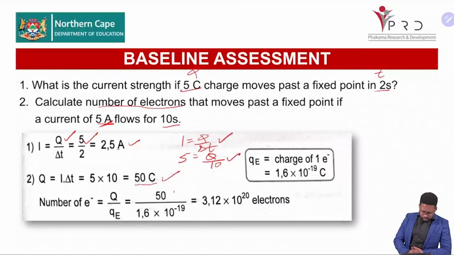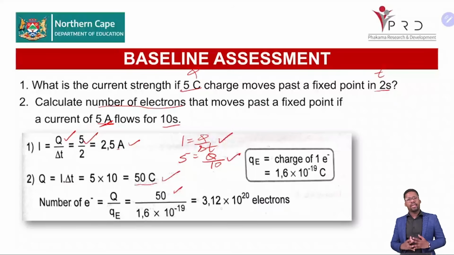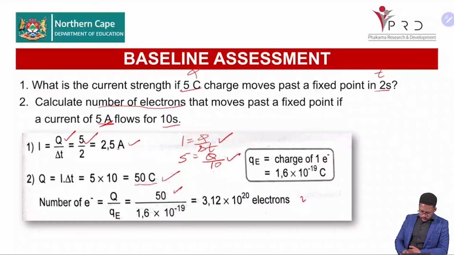Then our charge is 50 divided by quantization of charge, which is always constant. You need to familiarize yourself with the formula sheet. The data sheet should be your friend. I did say our equipment to win or to get maximum marks, there are two: the exam guideline of 2021 and also the formula sheet, which is the data sheet. The quantization charge is equal to 1,6 times 10 to the power negative 19. So when you divide both of them, you will get 3,12 times 10 to the power 20 electrons.